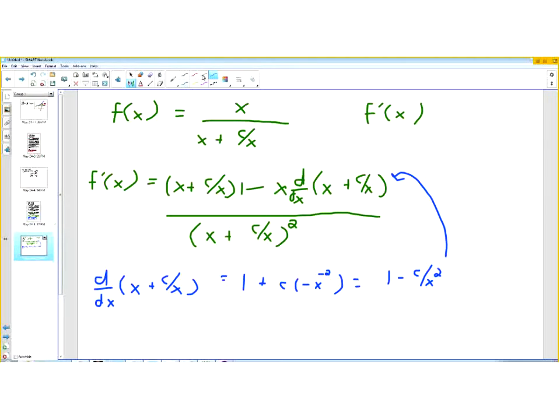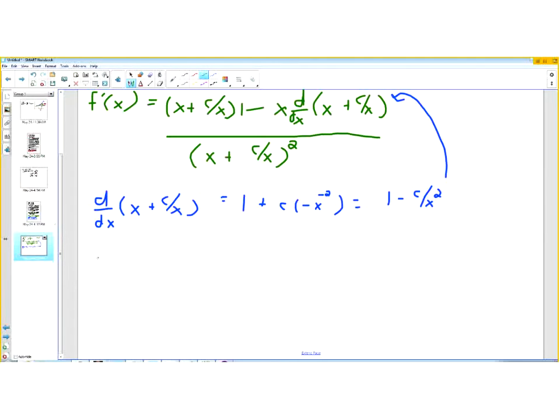All right, so we'll just substitute this result in there. Okay, so f prime of x is equal to x plus c over x minus x times 1 minus c over x squared, divided by x plus c over x quantity squared. And we can simplify the numerator.